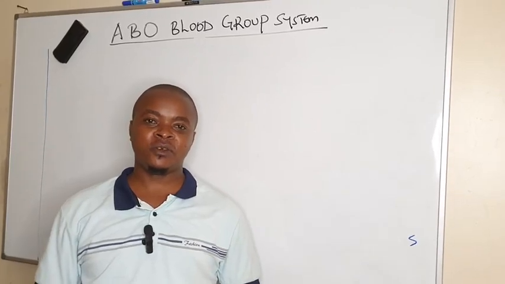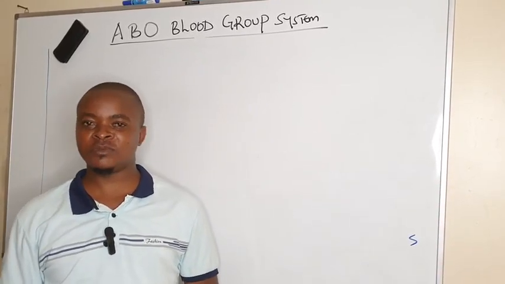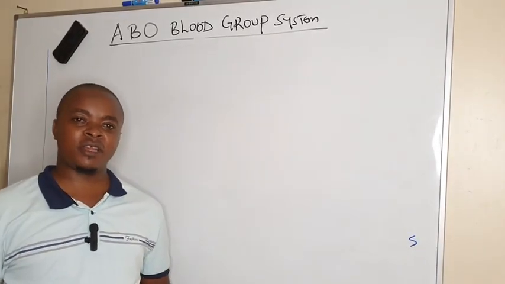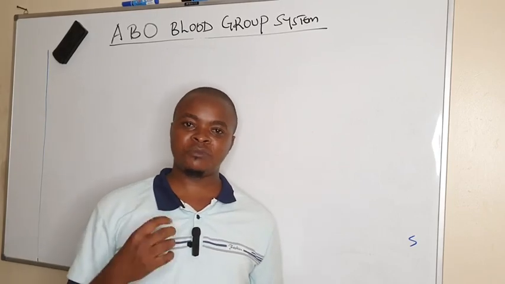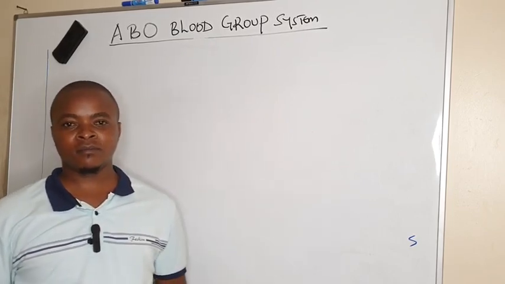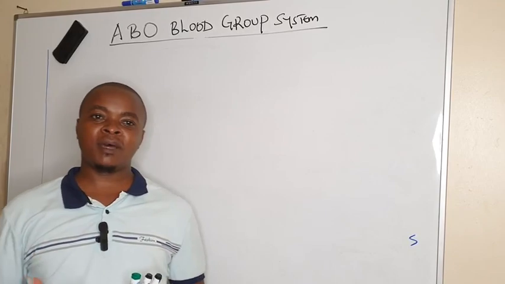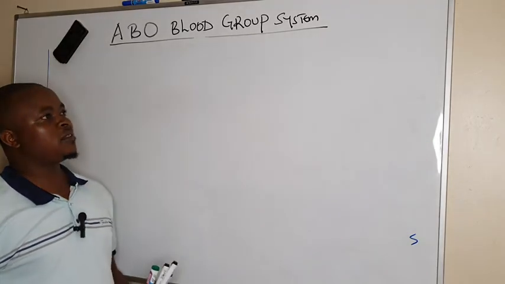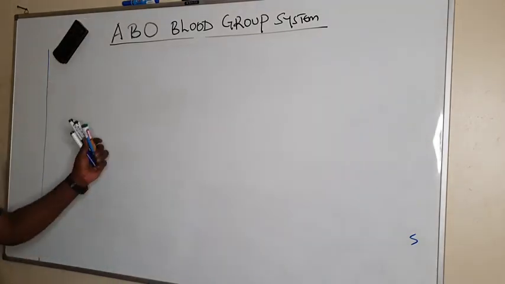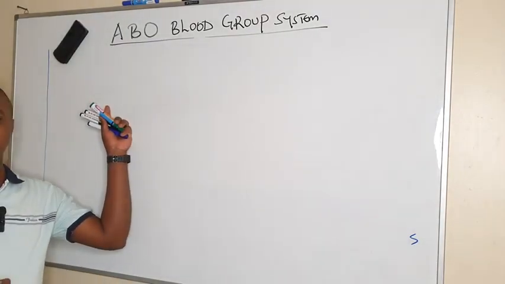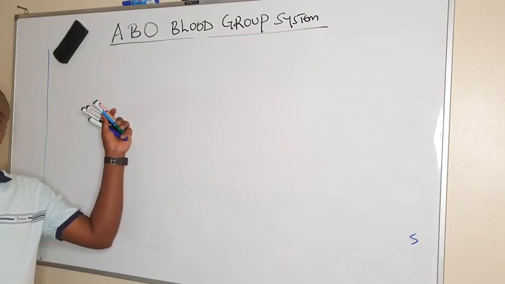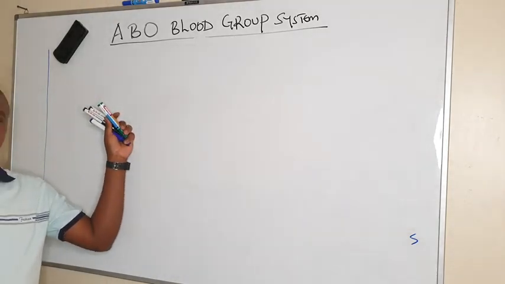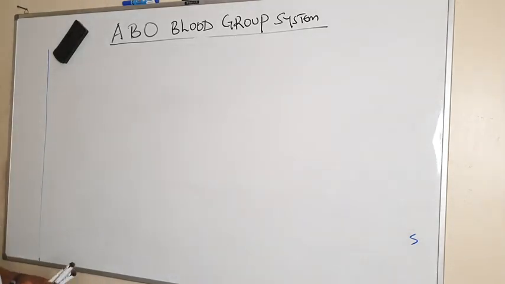Today's video, we want to look at the ABO blood group system. Upon the discovery of blood transfusion, that is immunohematology, which started way back in 1600, whereby there was the first transfusion which occurred. But the clinical application of the blood group system began in 1900.